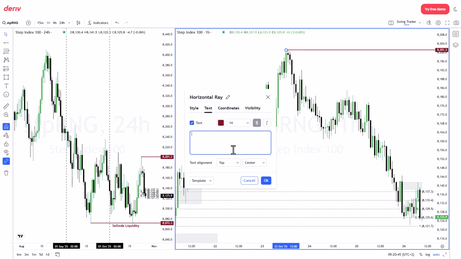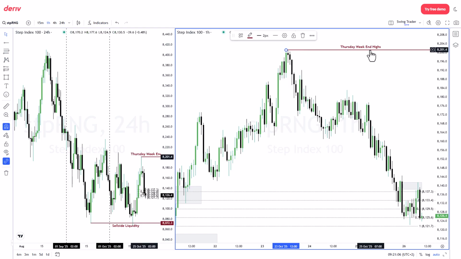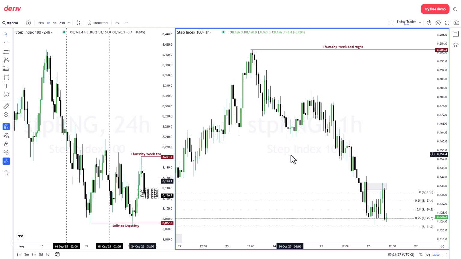So what do we label this? This, good people, it is the Thursday weekend highs. This is a buy side liquidity pool, and you can clearly see on the daily time frame on the left that this high of Thursday, it is close to this particular high. Okay, so we are back at the inefficiency, meaning that we have retraced all the way down into the 4-hour time frame fair value gap, new week fair value gap, good people.